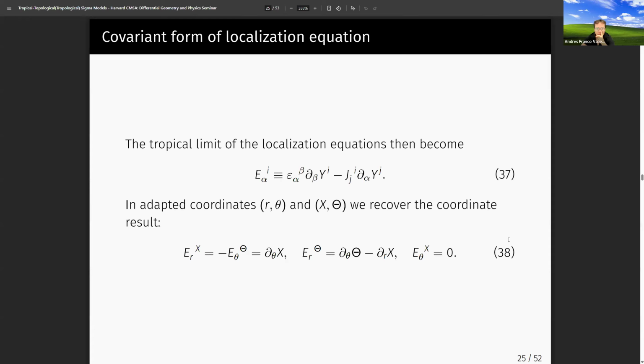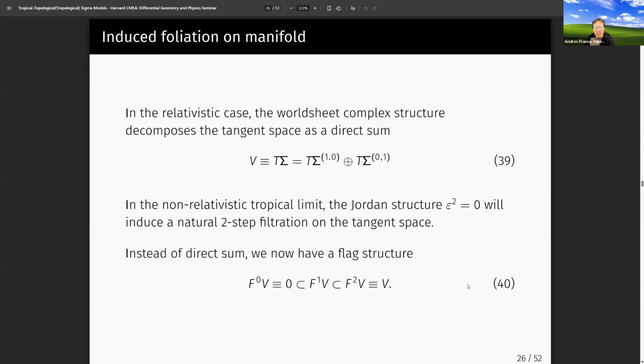Okay, continuing onwards. If you look at the tropical limit of these equations, formally all you have to do is replace the complex structure with the Jordan structures. And you can check that if you put it back into the elliptic coordinates, you're going to recover exactly the localization equations that we had originally obtained. And the interesting thing is that compared to the relativistic case, and by the way, just to be clear, the relativistic case means the original sigma model, when we take the tropical limit we are somehow treating the directions differently. So the theta direction is different from the radial direction. So we say that's a non-relativistic case.